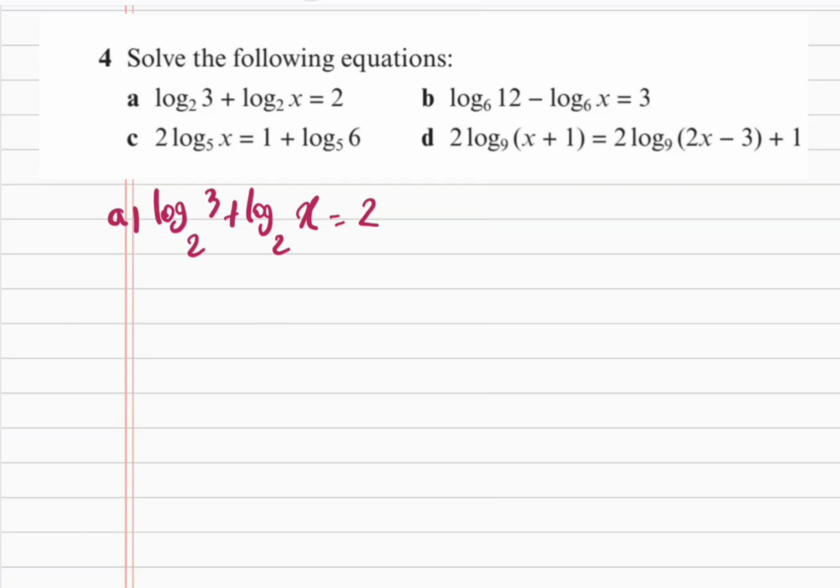And so remember that for these equations we need to use the laws of logs, because the base numbers are essentially the same, and whenever the base numbers are the same and we are adding two logs, we can combine them and write them as a product of the two numbers. So the left hand side can be written as log base 2 of 3 times x. Again, that's just a law that when we are adding two logs with the same base numbers, we can just combine them, is equal to 2.